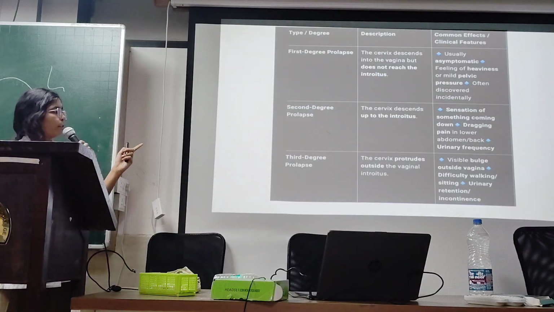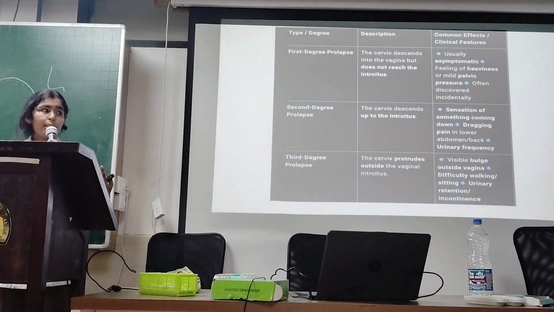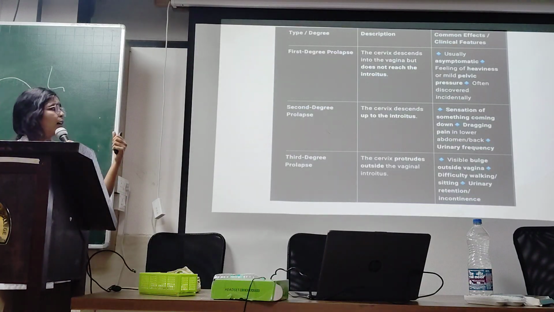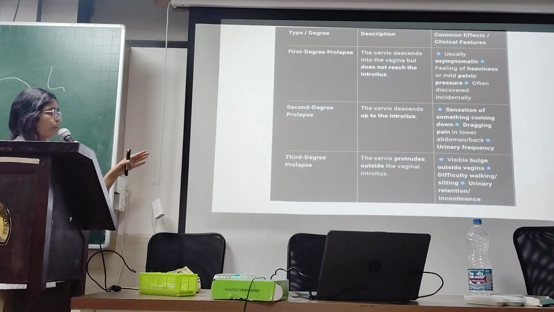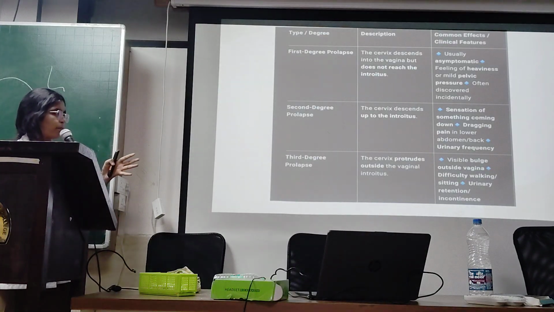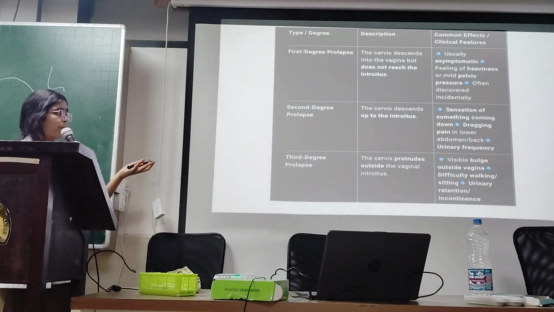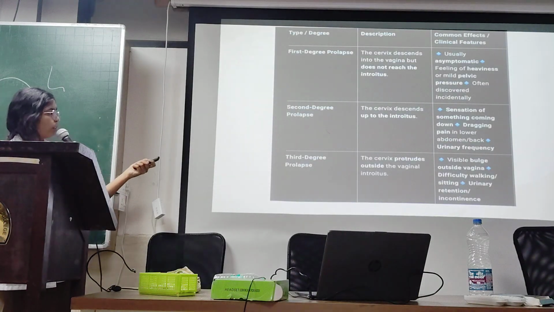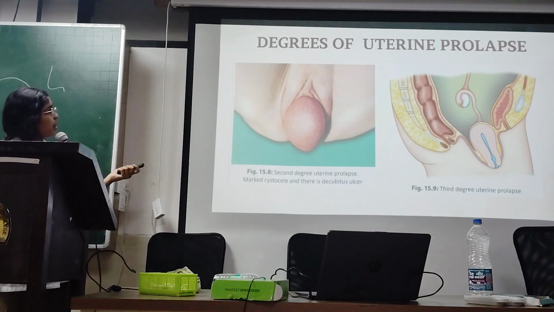In the second degree uterine prolapse, the patient may feel a sensation that something is falling down in the pelvis or a dragging pain in the back, which means the cervix has reached the introitus. In the third degree uterine prolapse, a visible bulge is outside the vagina and the patient has difficulty in walking, sitting, performing daily activities, and urinary retention may be there. So these are the 3 degrees of uterine prolapse.